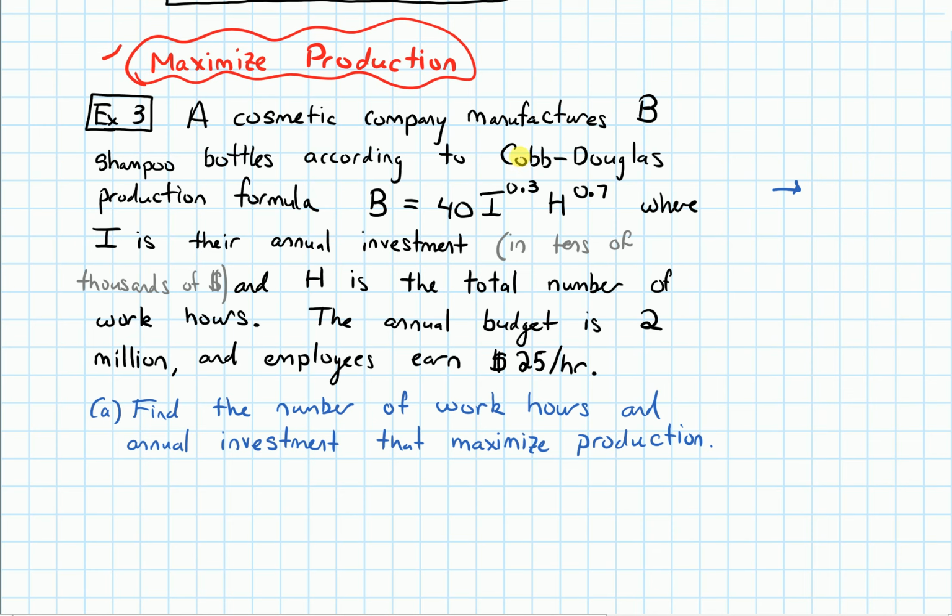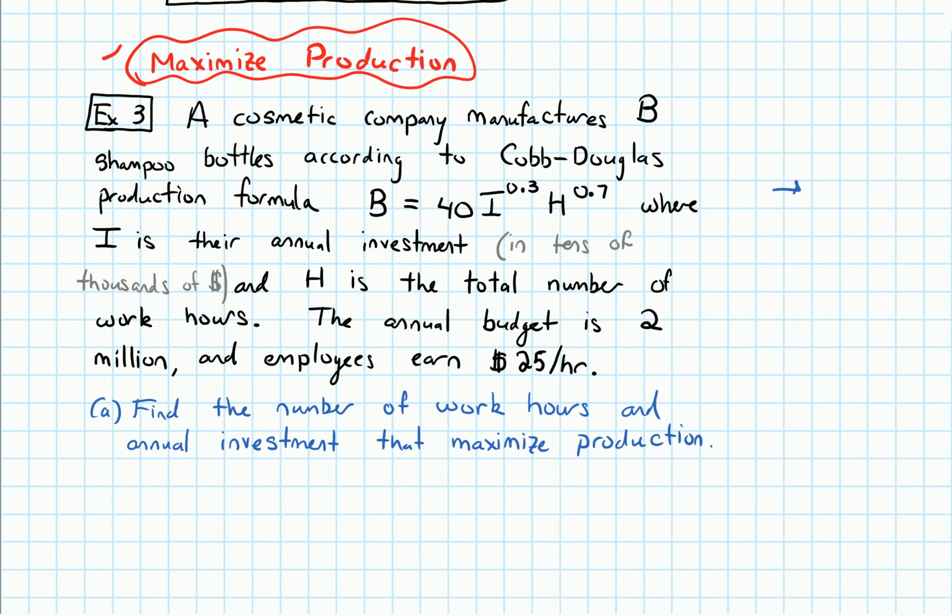So Cobb-Douglas just refers to a special type of formula that has this form. One of the indicators of a Cobb-Douglas formula is that these exponents that show up will add up to 1. But we don't really need to know anything about Cobb-Douglas besides that. This is just the formula that we're going to work with in this problem.